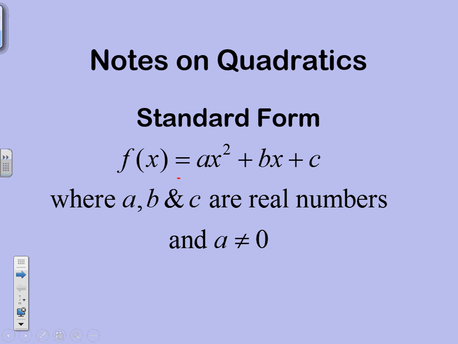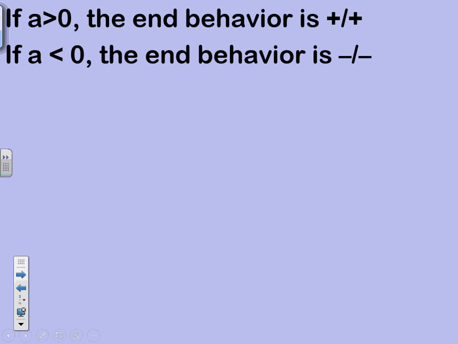So here in vertex form, it should look like a times x minus h squared plus k. And that's what we want it to look like, because that's how we can identify what the transformations are, so we can graph it with our own self-knowledge without having to rely on a calculator.